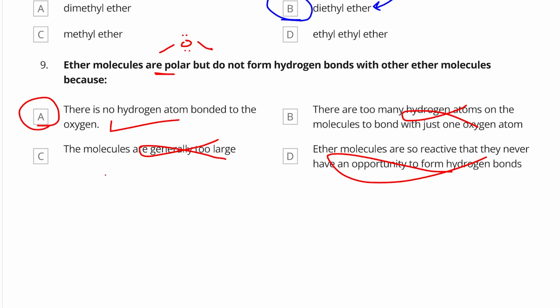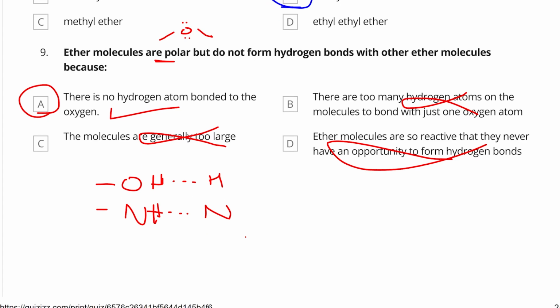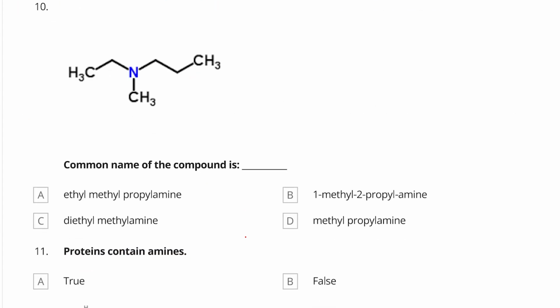There is no hydrogen bonded. So to form hydrogen bonds, they must have the hydrogen bonding patterns. These are the ones that you can check in your general chemistry lectures. You can turn back to the initial topics of the course. Yes, question 10, my friends.